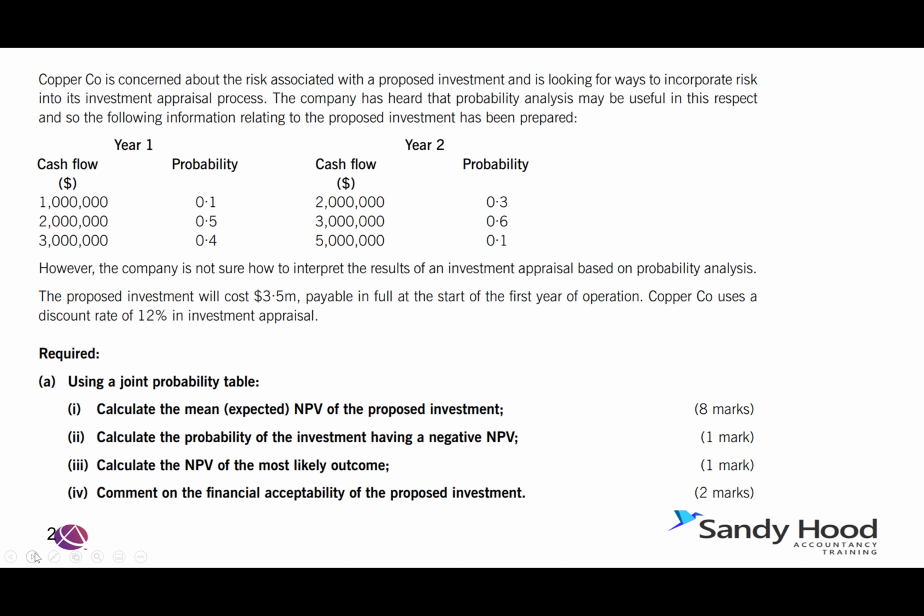We're looking at a question called Copper Co, which comes from the March-June 2018 sample, and it's an investment appraisal question which involves expected net present values and the calculation of three values with a comment.